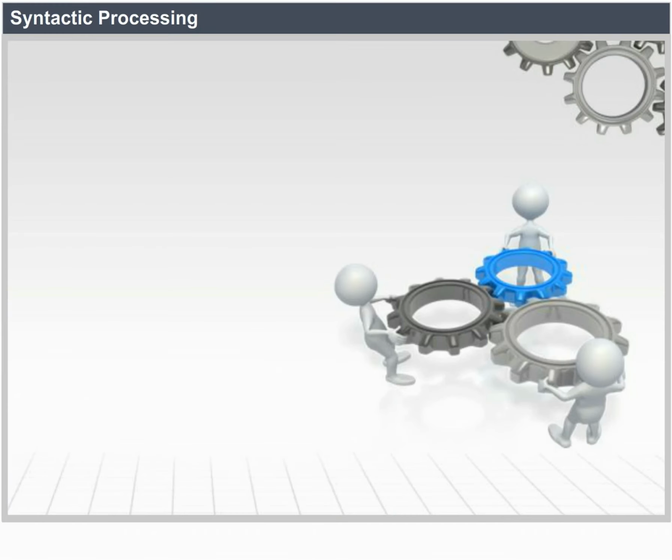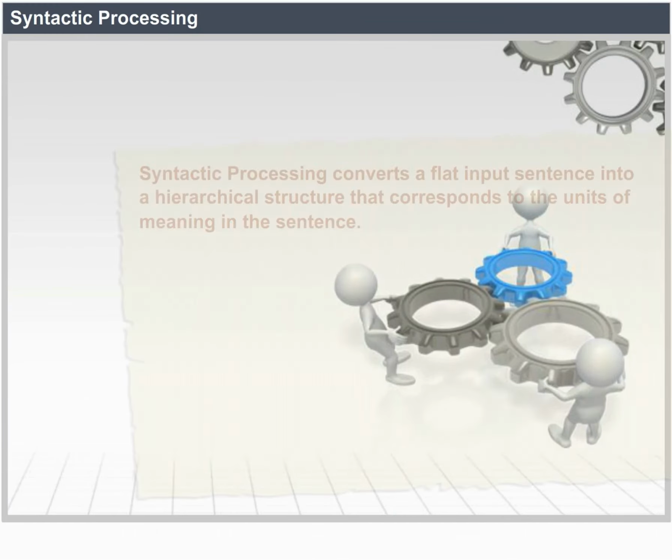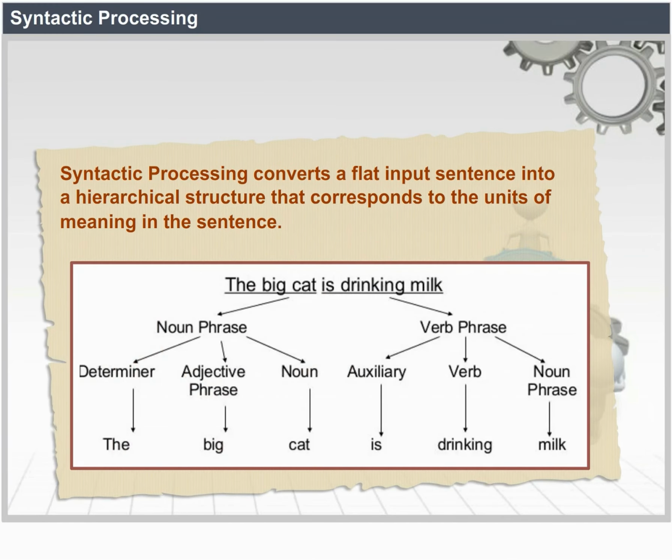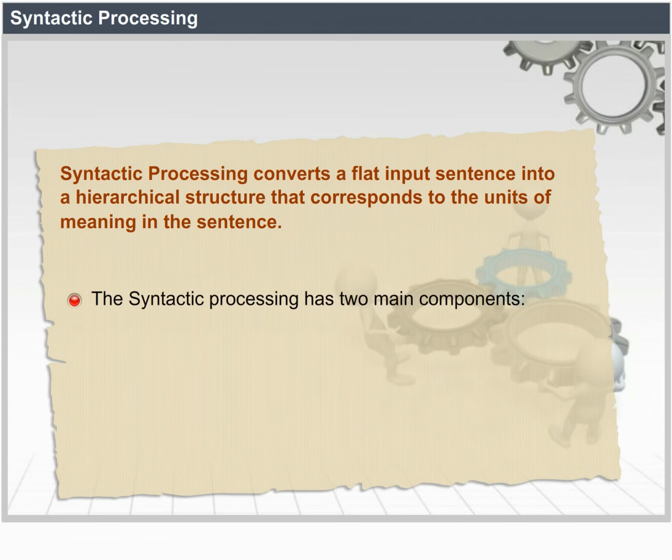Syntactic processing. Syntactic processing converts a flat input sentence into a hierarchical structure that corresponds to the units of meaning in the sentence. The syntactic processing has two main components: grammar and parser.